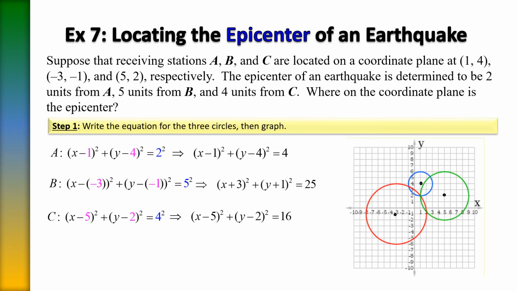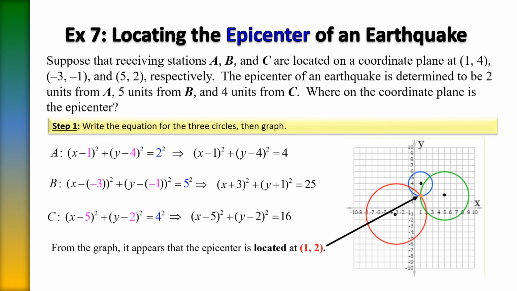So now we're looking for the point where all 3 circles touch at one point. If you look very closely, you can see from the graph that all 3 intersect at the location (1, 2), over 1 and up 2. And so that is where we would consider the epicenter of the earthquake.